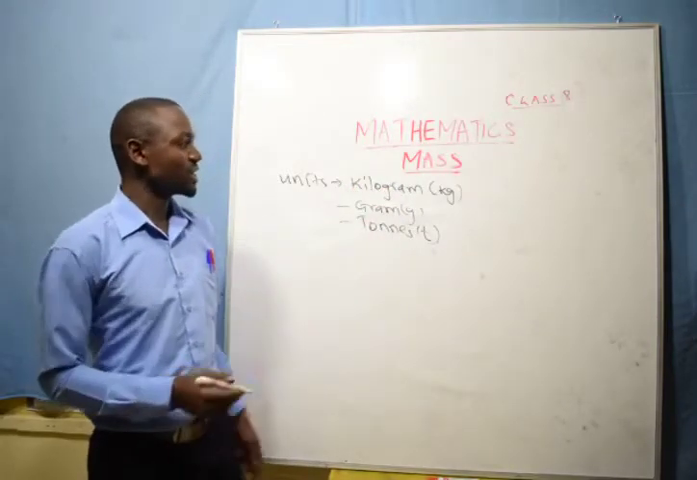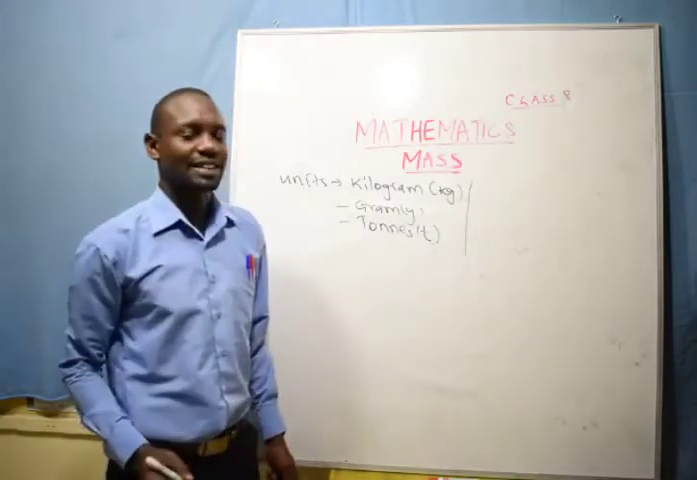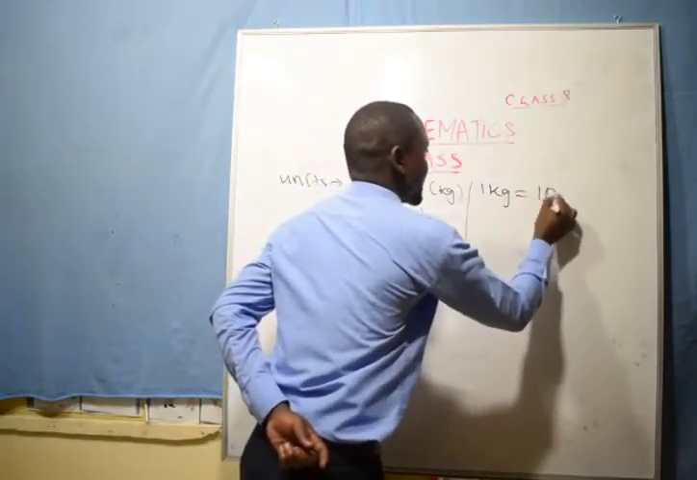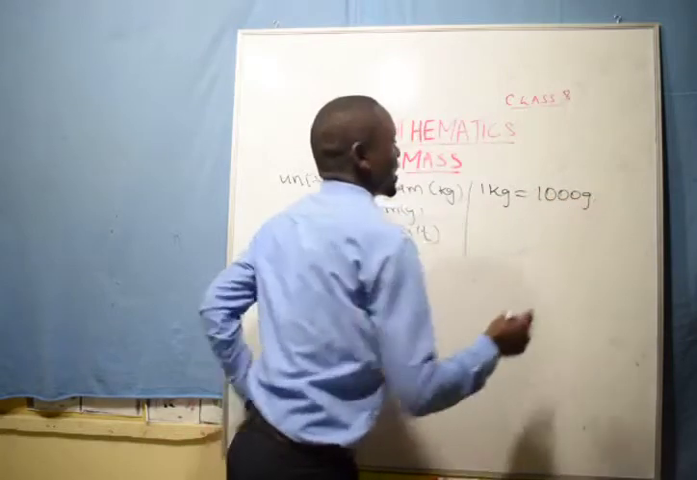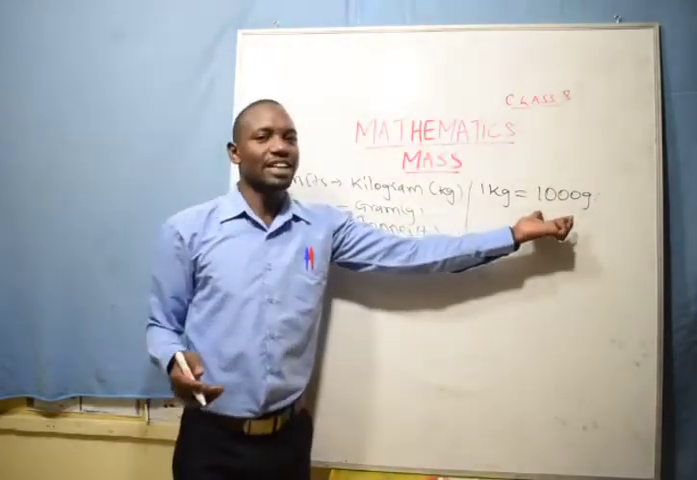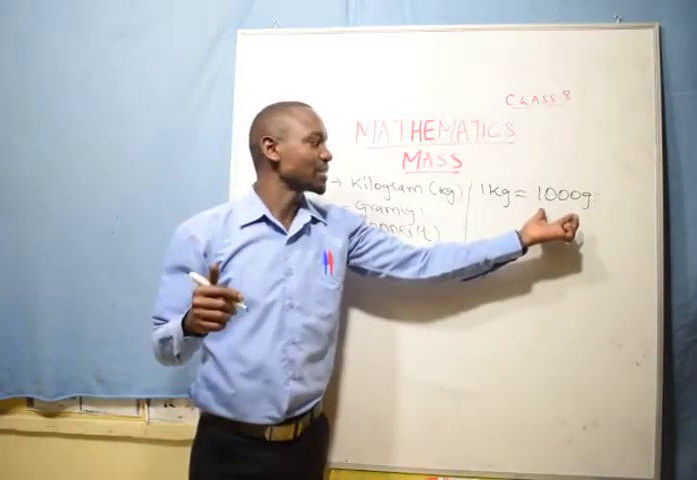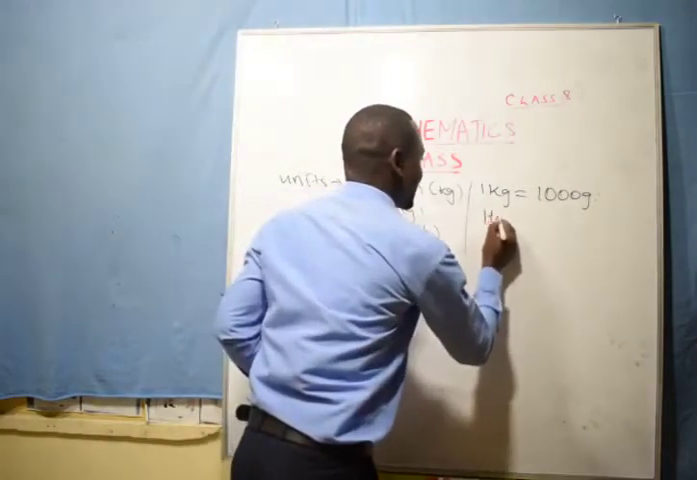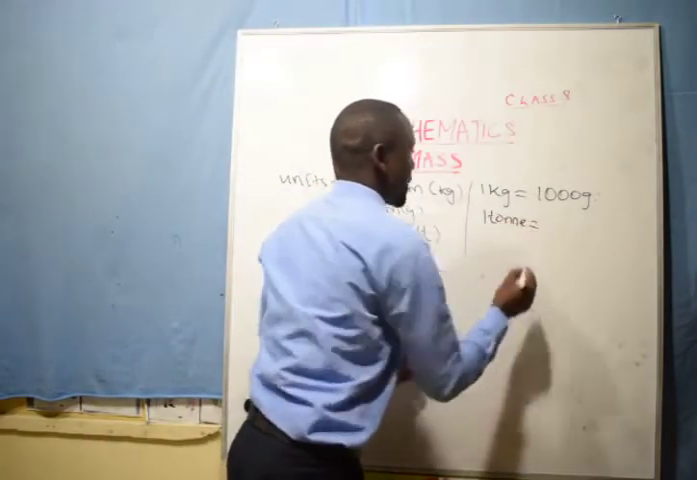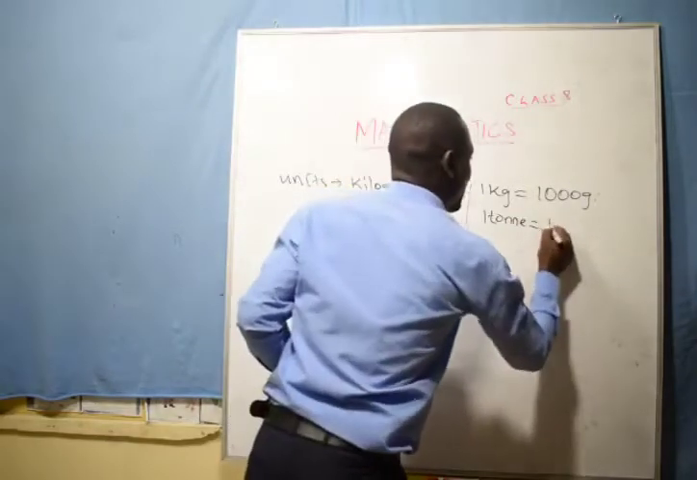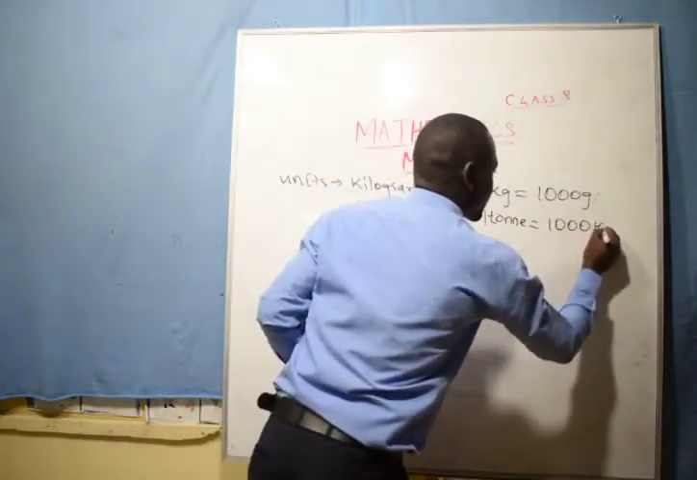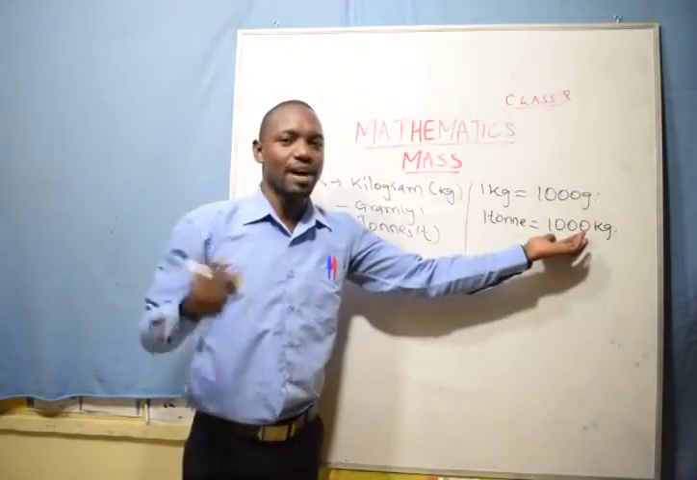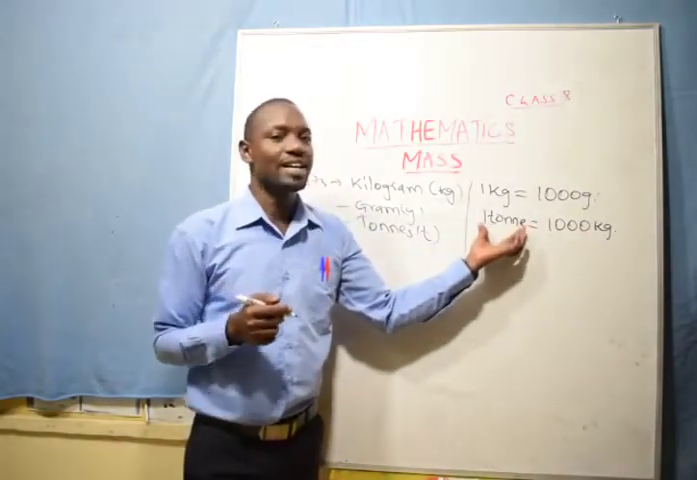Now, the relationship between the units of mass: we say 1 kilogram is equal to 1,000 grams. A weight measuring 1,000 grams has a mass of 1 kilogram. Similarly, a mass of 1 ton is equivalent to 1,000 kilograms. A mass measuring 1,000 kilograms is a mass of 1 ton.